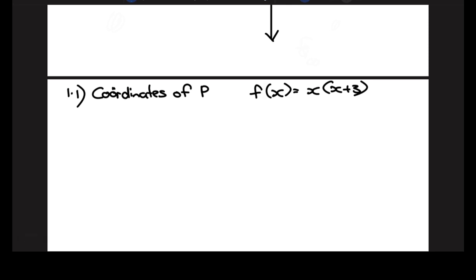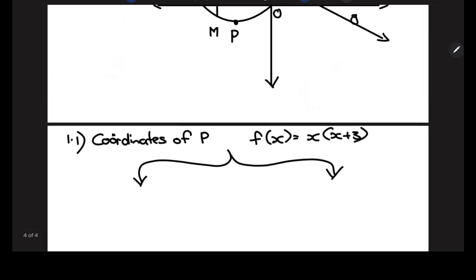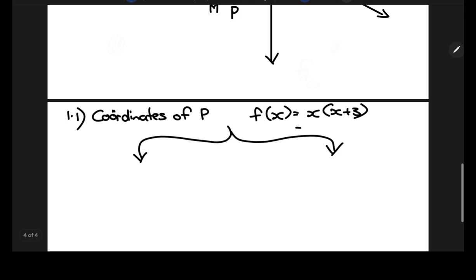Okay, but I want you to do it in two different ways. So in the exam they will specify which method to use, but I want you to get used to both methods. So we want to find the coordinates of P, but we're going to use two methods. And firstly, for a start, I'm just going to distribute this x into the brackets, so I know what my f of x is.